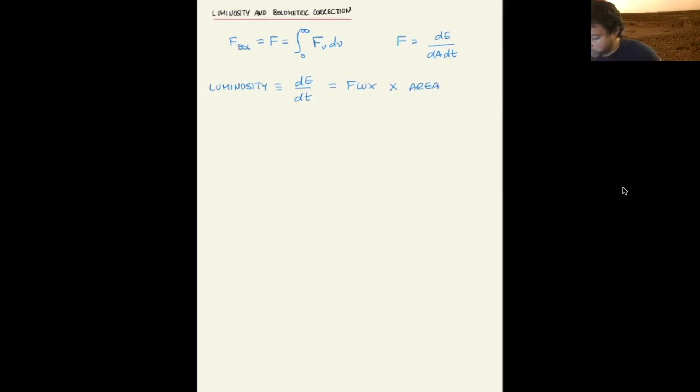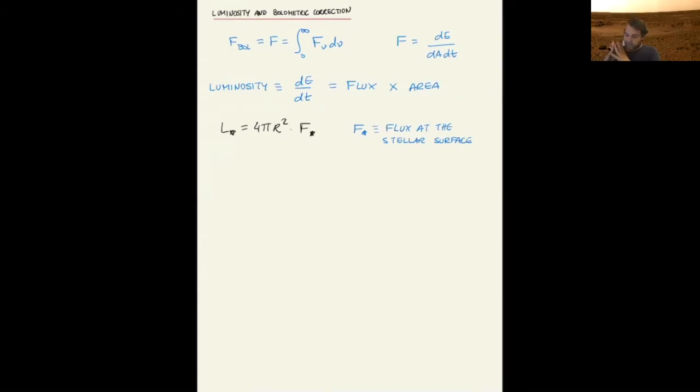So for a source of constant luminosity, as most sources in astrophysics are, you can see that the flux is going to fall as a constant over the area, recovering the inverse square law. For a spherical star, the area is 4 pi r squared, and then we can write that the luminosity of the star is going to be 4 pi r squared times the flux of the star, where F star is the flux of the stellar surface.